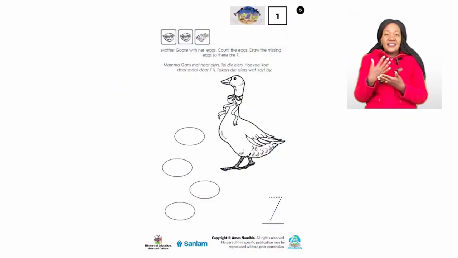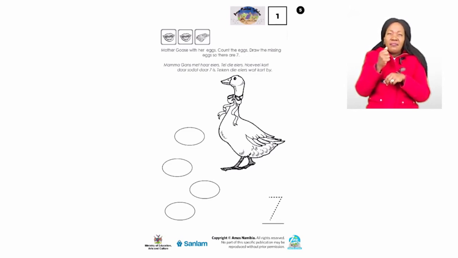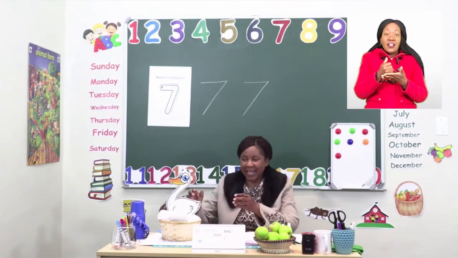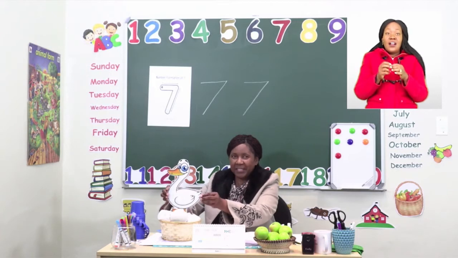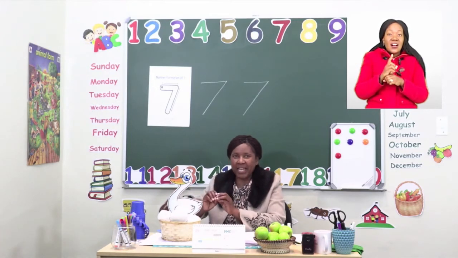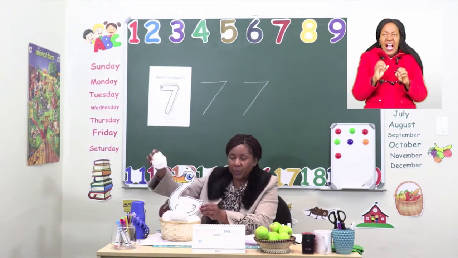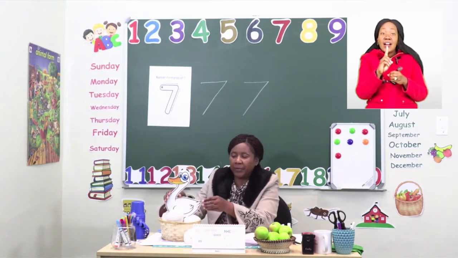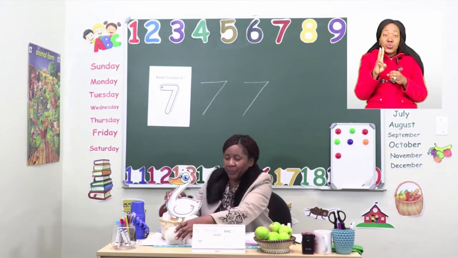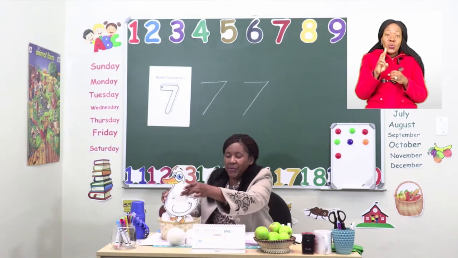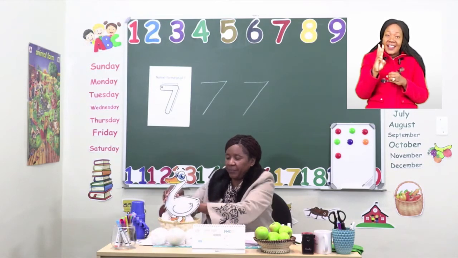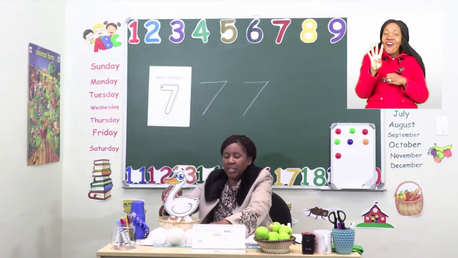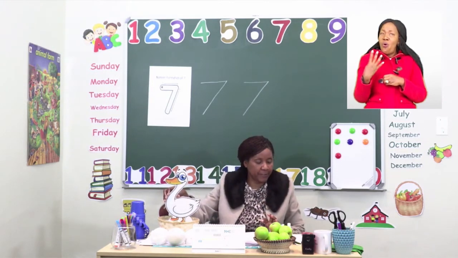On page 5, there is Mother Goose with her eggs, and I have Mother Goose with me here, seated right next to me. Mother Goose has laid some eggs. First, let's count how many eggs she laid first. 1, 2, 3, 4. So she laid 4 eggs.